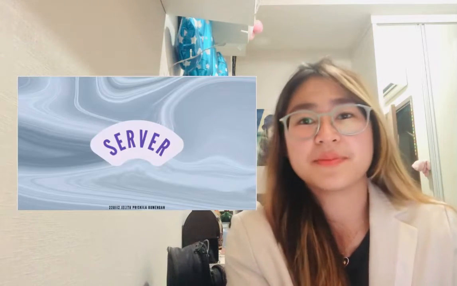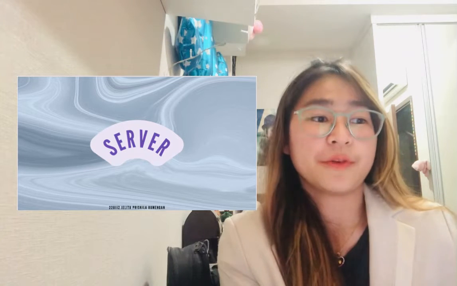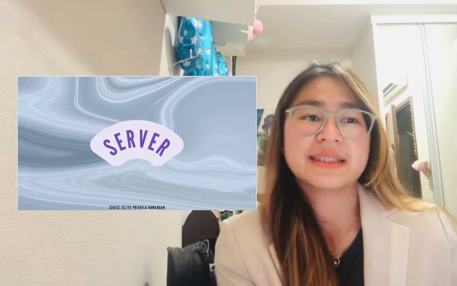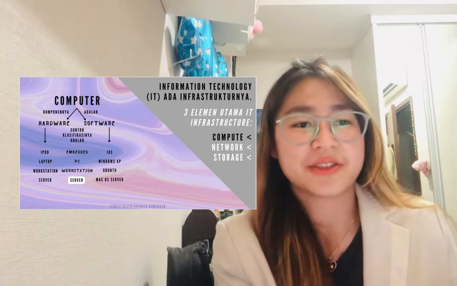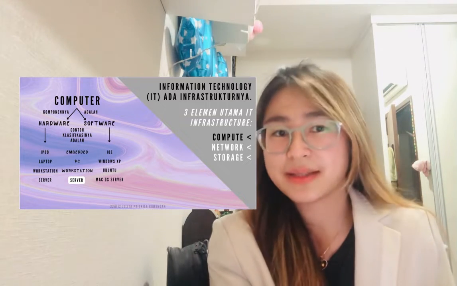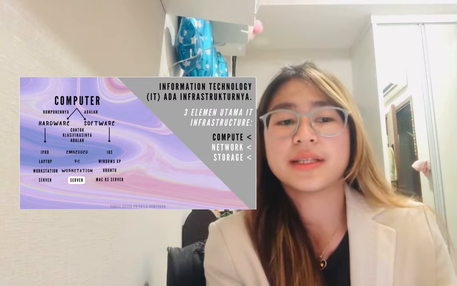Thank you for the opportunity. Right now I'm going to explain the basic information of server. But before we talk about the server, let's get back a little about IT infrastructure. Information technology, or IT infrastructure, has three elements. The first one is compute, the second one is network, and the third one is storage.